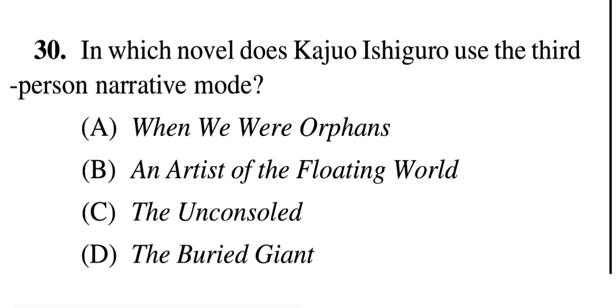That was also adapted into a movie. And the character was played by a famous Hollywood actor, Anthony Hopkins, if I'm not wrong. So let us try to find this question's answer. In which novel does Kazuo Ishiguro use the third person narrative mode? When We Were Orphans, An Artist of the Floating World, The Unconsoled, The Buried Giant. The correct answer of this question will be D, that is The Buried Giant.